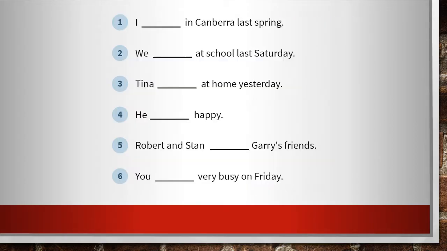Let's practice a little bit. So here we have a bunch of sentences where the verb is missing, and in all cases we have to complete with one form of verb to be in past. So we need to decide whether we're going to use was or we're going to use were. Again, let's pause the video and make a decision.